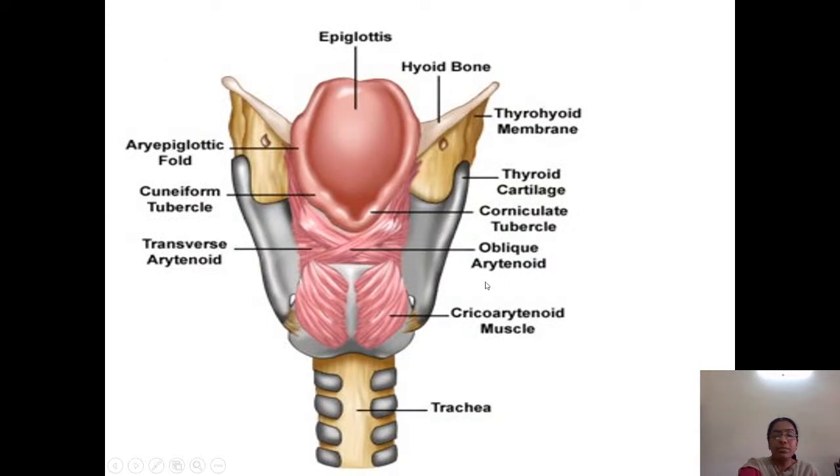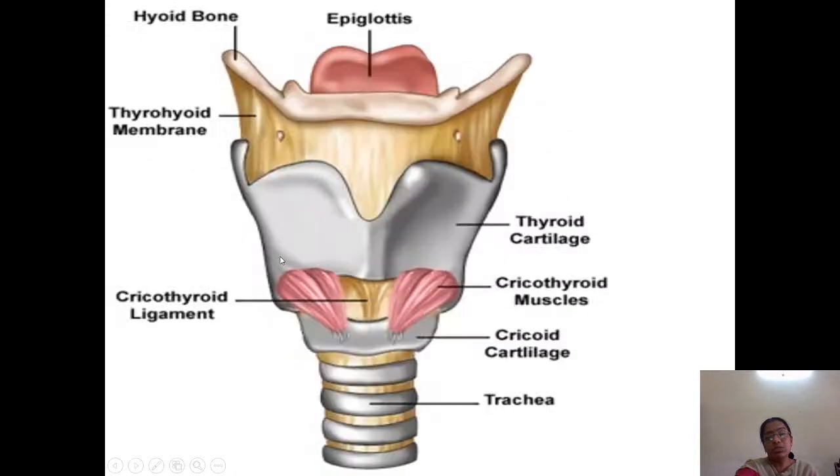The other muscles, when you are seeing: this is the transverse arytenoid muscle, this is the oblique arytenoid muscle, going from one arytenoid to the other. This is the cricoarytenoid muscle, and this is the aryepiglotticus muscle. So these are the muscles present among the intrinsic muscles of the larynx.